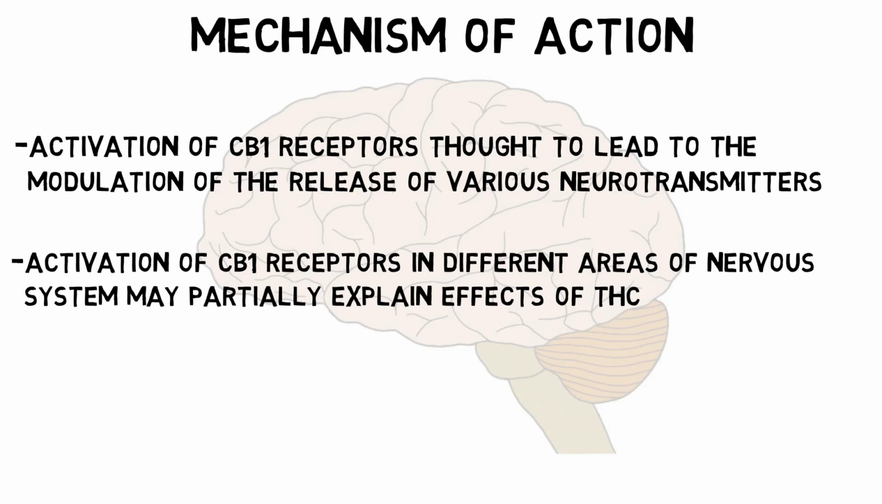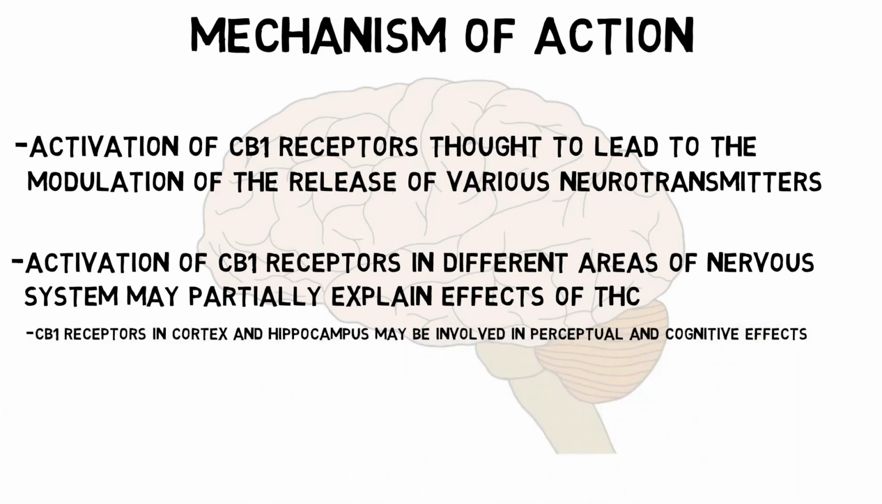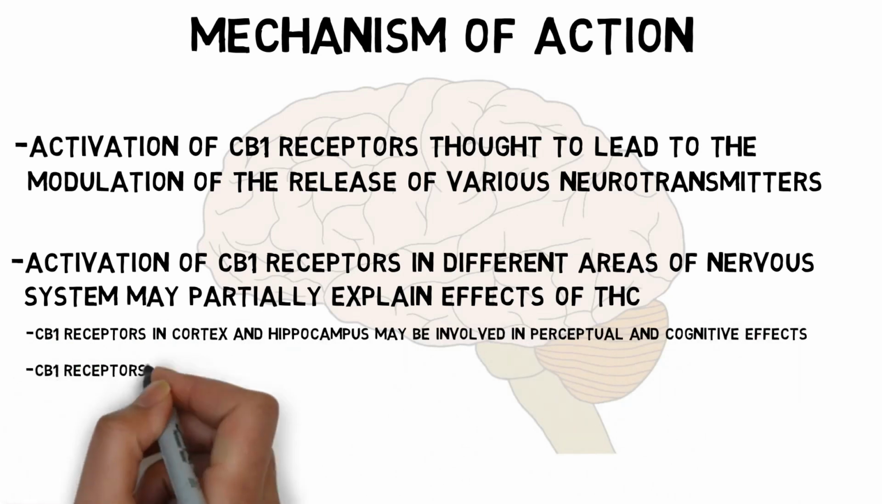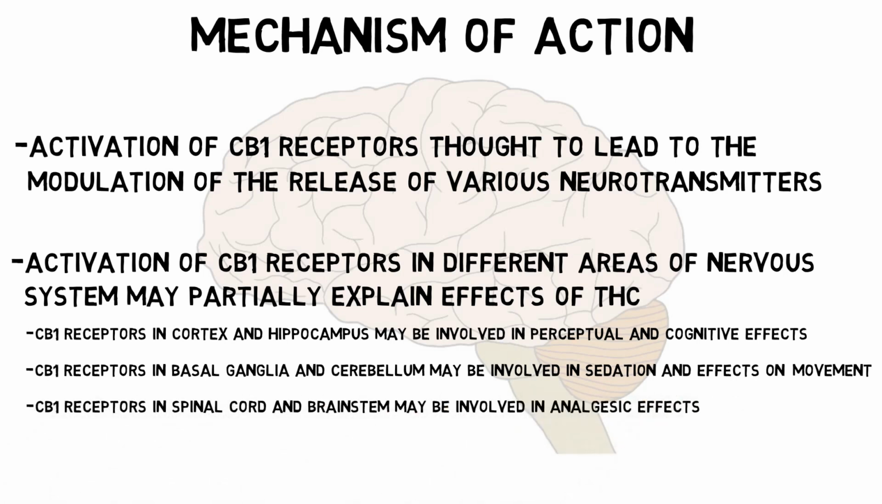CB1 receptors in areas like the cortex and hippocampus, for example, may be involved in the perceptual and cognitive effects of THC. CB1 receptors in areas like the basal ganglia and cerebellum may be associated with sedation and effects on movement, and CB1 receptors in areas like the spinal cord and brainstem may be linked to analgesic effects.